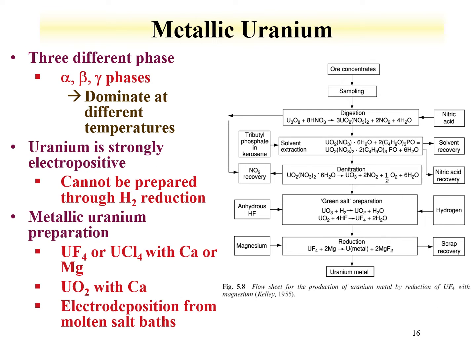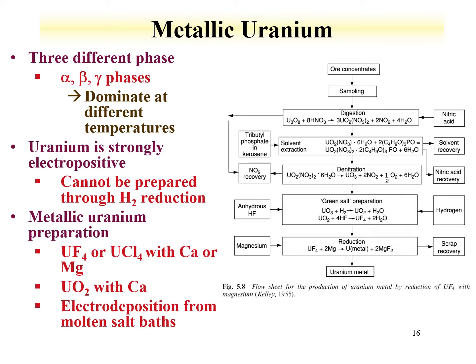Metallic uranium is also a potential nuclear fuel. And as we'll see with some of the other actinides, the metal phases of the actinides can be very complex. Uranium has 3 phases, alpha, beta, gamma. They dominate at different temperatures. The uranium metal itself is strongly electropositive.